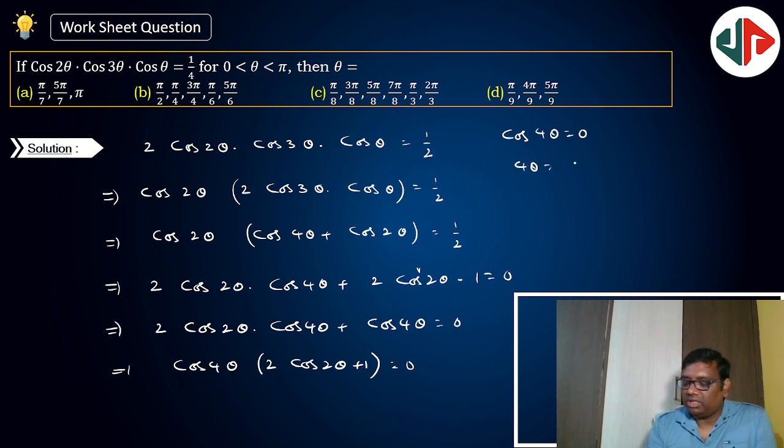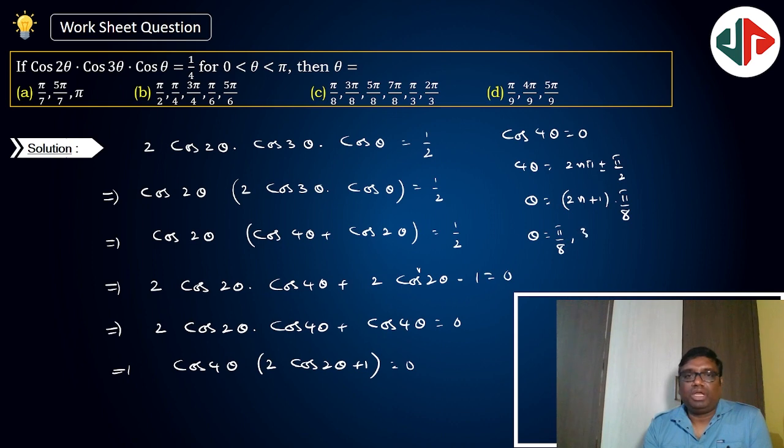Then 4 theta is equal to 2n pi plus or minus pi by 2. Then theta is equal to 2n plus 1 times pi by 8. So when n is equal to 0, theta is equal to pi by 8. When n is equal to 1, 3 times pi by 8. And n is equal to 2 means 5 times pi by 8. So 0 to pi only this is. If you write n is equal to 3, it means 7 pi by 8.